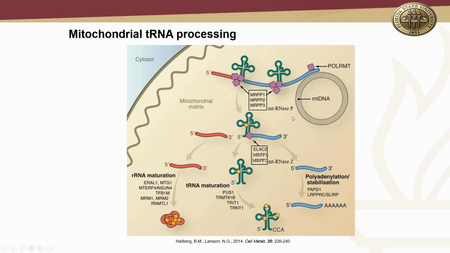The 2 key events are basically the 5' tRNA processing by the mitochondrial RNase P and the 3' tRNA processing by the mitochondrial RNase Z. So as the scheme pretty nicely shows here, 3 proteins called MRPP1, 2, and 3 act as a mitochondrial RNase P, while the other 3 proteins, MRPP1, 2, and ELAC2, act as a mitochondrial tRNase Z. So the end result of these 2 events is basically that all of the individual RNA species can undergo their own set of maturation. And this is mediated by a lot of unique enzymes, and we are not going to go into details of each of them.